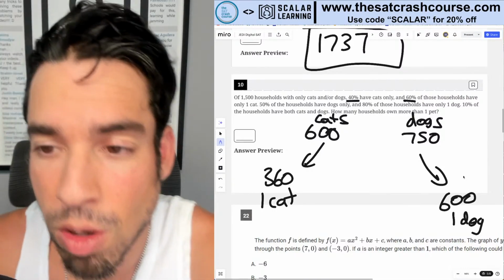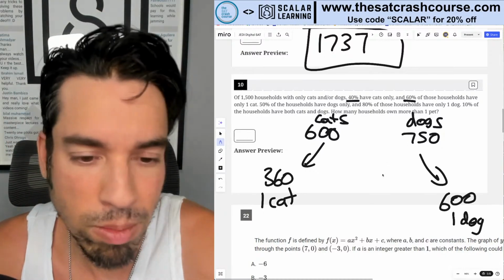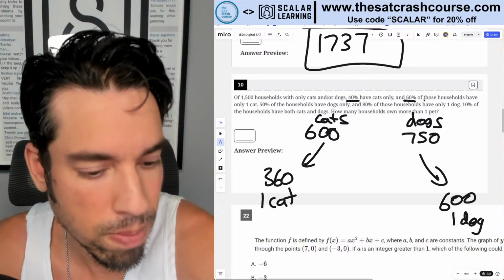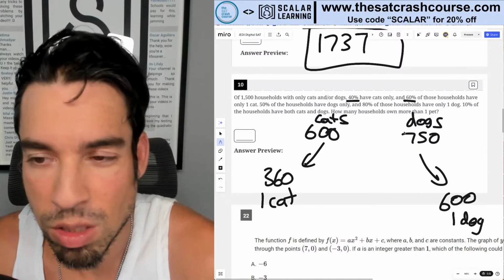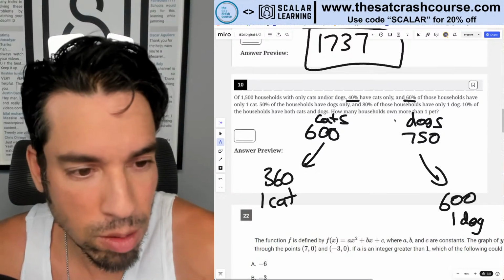And this is what I do on all these questions. By the way, I haven't seen any of these. You guys sent them, but I haven't looked at them yet, so I'm solving them for the first time right here. But anyways, so we have 600, one dog. This is what I do: map it out, make it into terms that are logical and understandable to me.